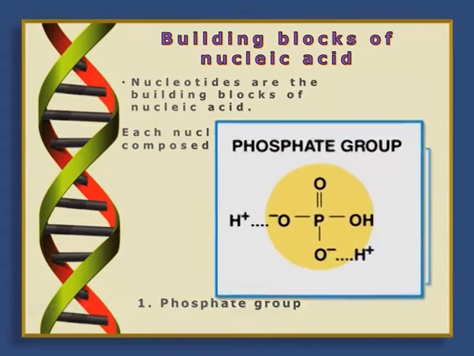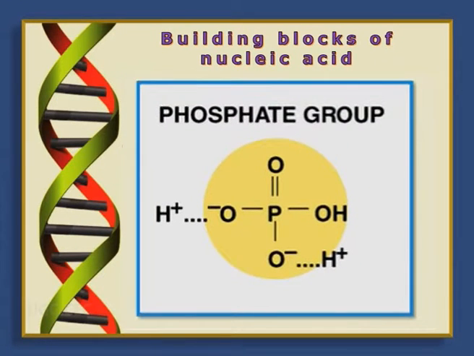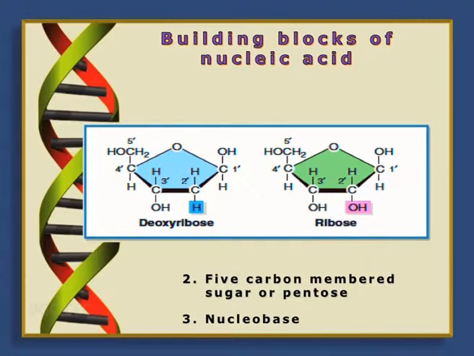Well, the first subunit is a phosphate group. As shown in this slide, because of the presence of ionizable hydrogen, the phosphate group imparts acidity to the nucleic acids. Let us now move to the second subunit of the building blocks of nucleotides. As shown in this diagram, the next important subunit is a 5-carbon sugar known as pentose sugar, and a heterocyclic ring which is known as the nucleobase.